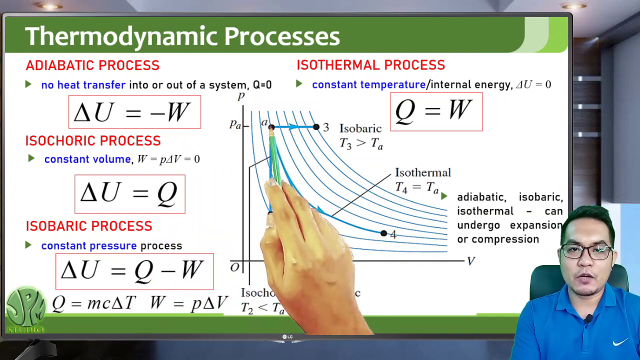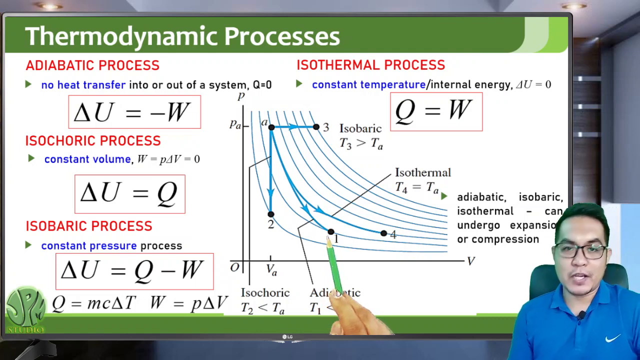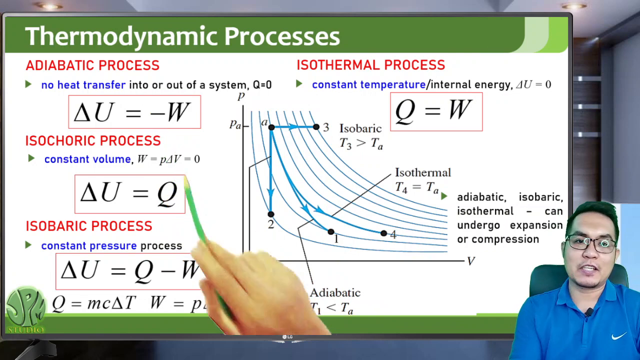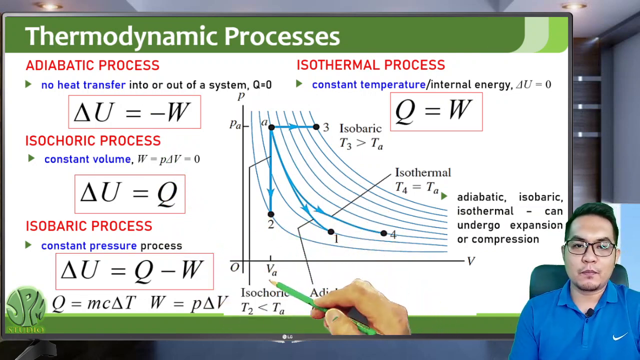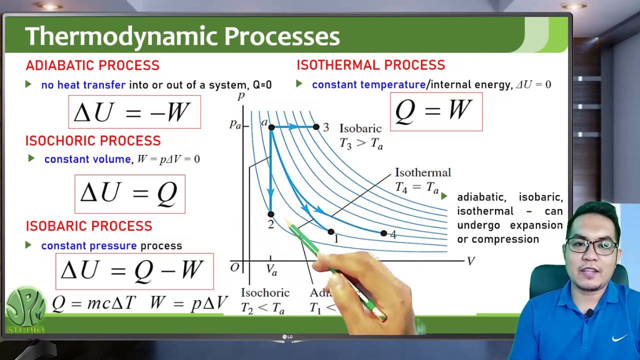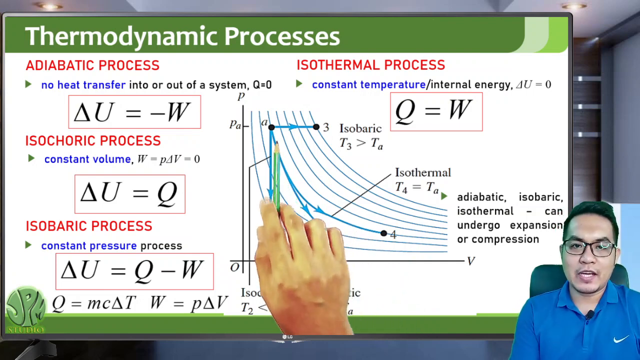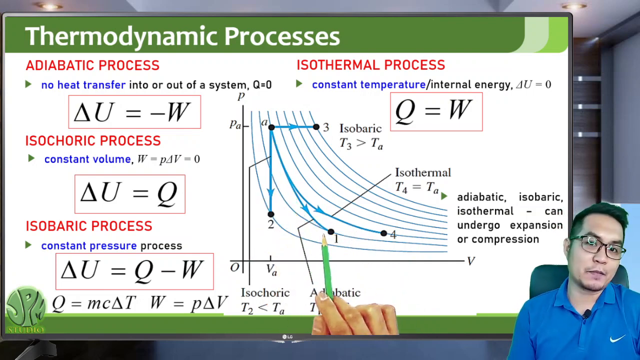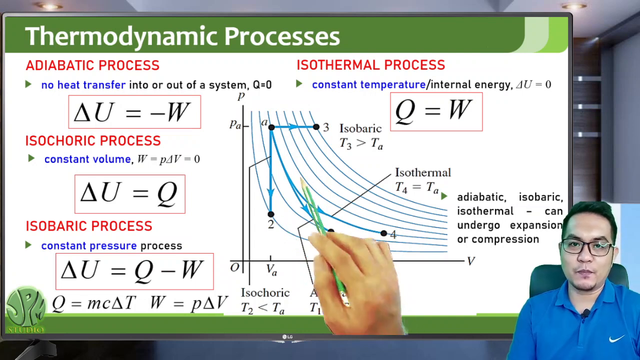So A is on another isotherm, and point 1 is on another isotherm. So pressure, volume, and temperature change for an adiabatic process. A22 is a constant volume process, so it's an isochoric process. In this process, the volume is constant, but the pressure and the temperature change. By the way, A21 is an adiabatic expansion.